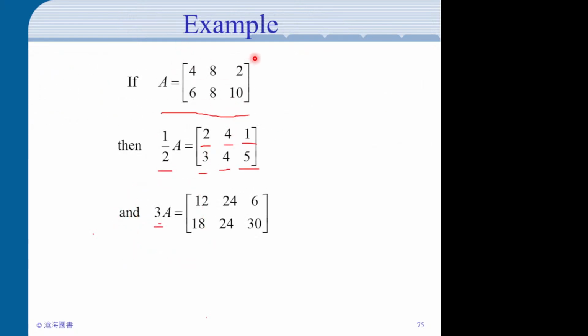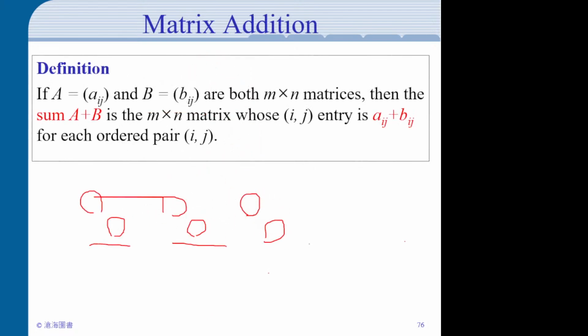Okay, so here is the example. Your A is this matrix, and you multiply by alpha equal to 1 over 2, alpha times A, then you just multiply 1 over 2 on all the elements, so everything gets divided by 2 here. You can see that 10 divided by 2 becomes 5. Or you can multiply by a bigger number, 3 times A, then everything is times 3 here. Okay. Should be pretty intuitive.